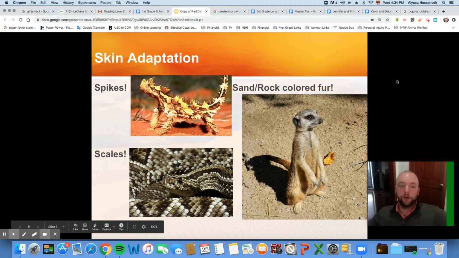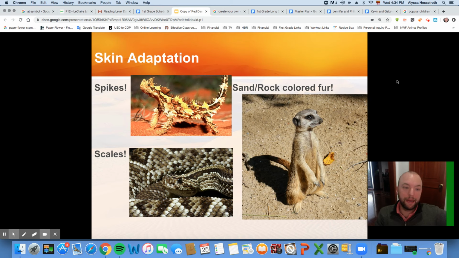The next way that many desert animals have adapted is what they have covering their skin. So here we have a desert lizard that is completely covered in spikes. That is all about protection, making sure that other animals would never want to eat this lizard because, well, they would get a mouthful of spikes.